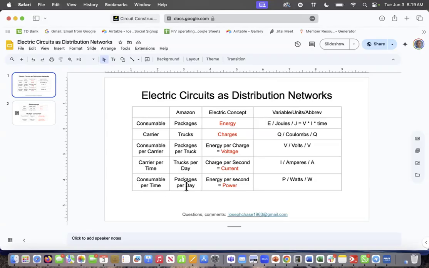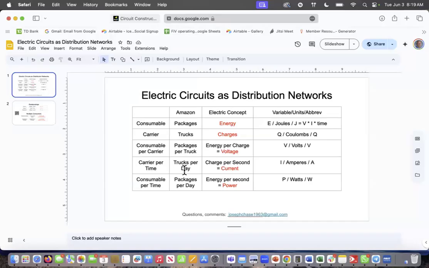So my model is Amazon, and the consumable are packages. So every morning, trucks get loaded up with packages, and then the delivery trucks go out and start distributing those packages. So the carriers are obviously trucks. Now, here's the interesting thing. So when they're going to get loaded up, then we have a certain number of packages per truck. And as the trucks circulate through their route, they're going to drop off packages at all their stops. And by the time they're all done for the day, the truck should be empty.